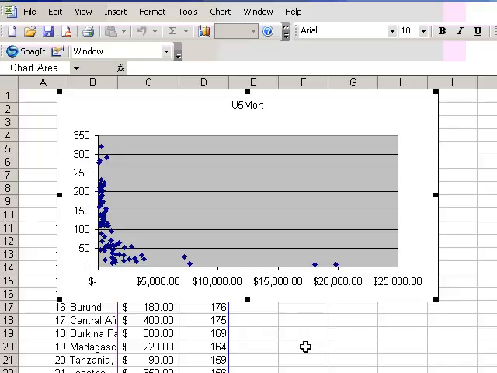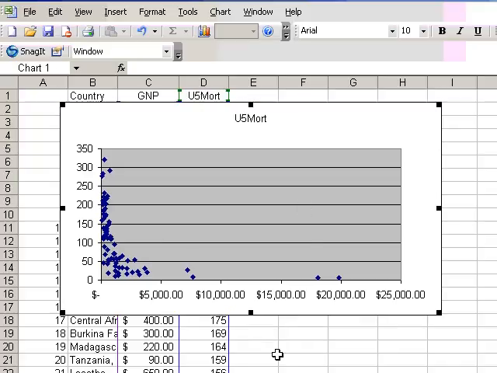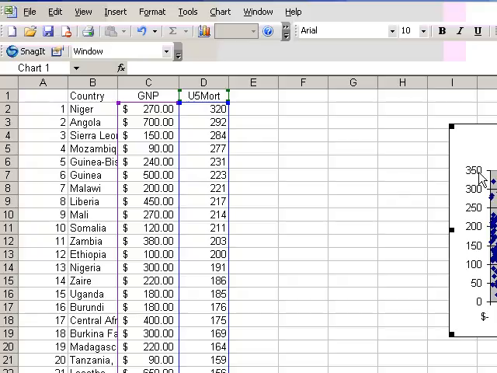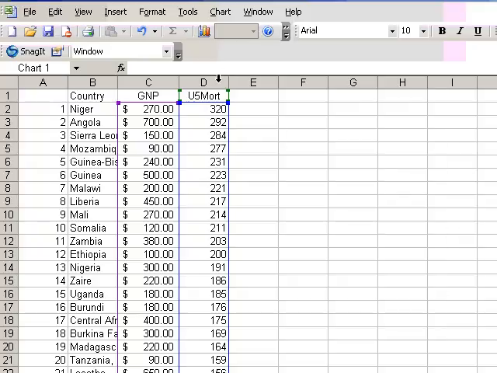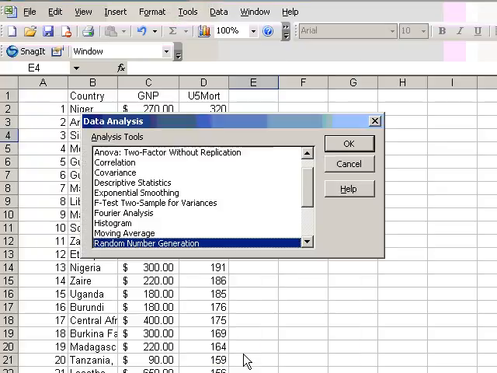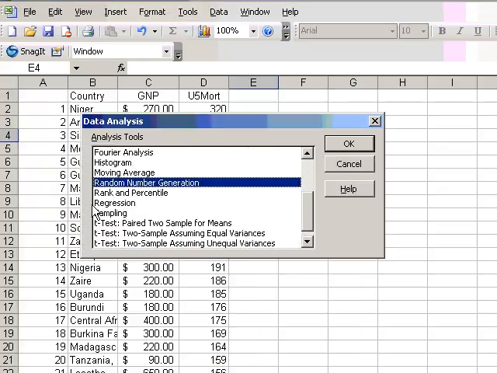If we were simply to predict under 5 mortality on the basis of GNP alone, we would put a straight line someplace here. For the sake of understanding, let's look at what that line would be. I'm going to move this off to the side, and I'm going to go to Tools, Data Analysis, and select Regression.